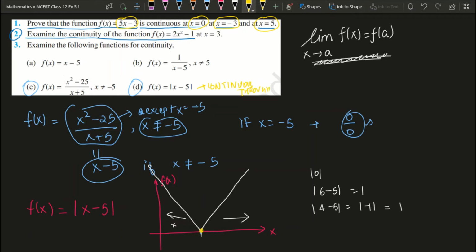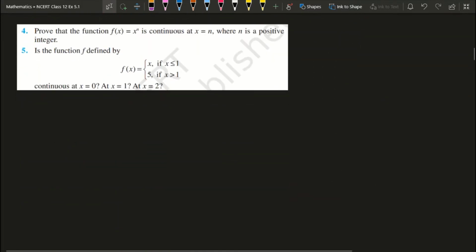Okay, let's move on to the next problem. In the next problem it says prove that f of x equals x to the power n is continuous at x equals n, where n is a positive integer. So what that means is you need to find the limit as x tends to n of x to the power n.